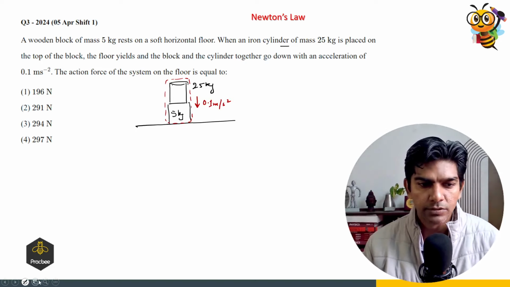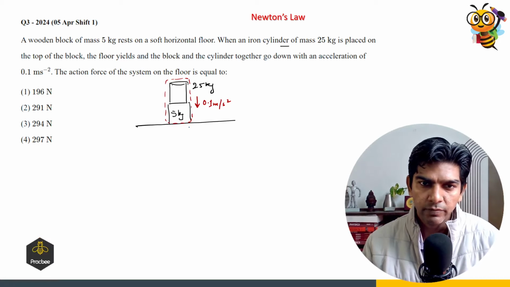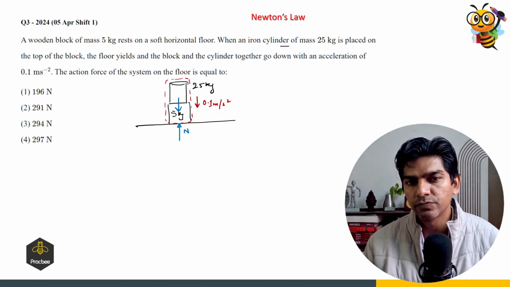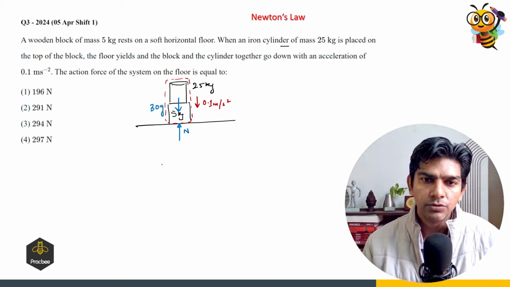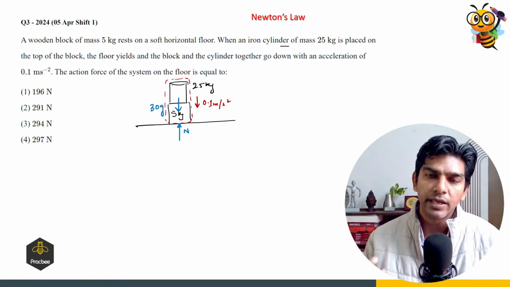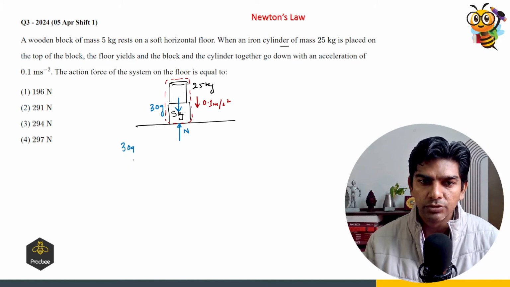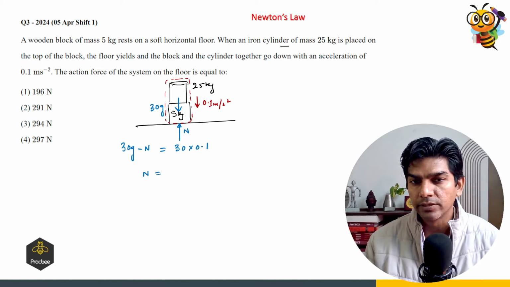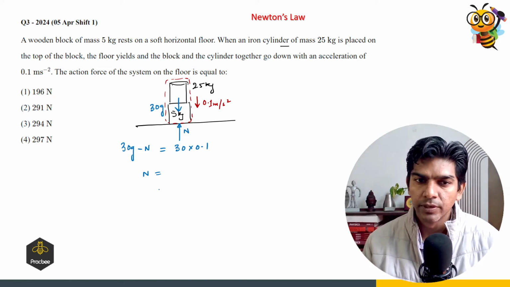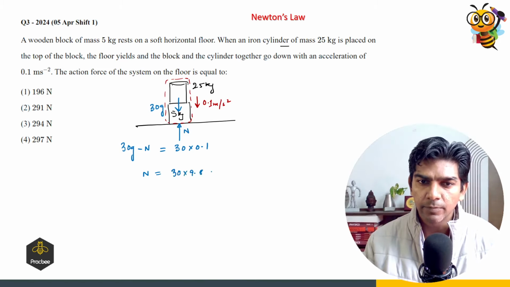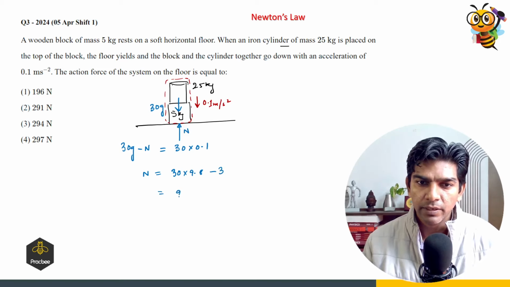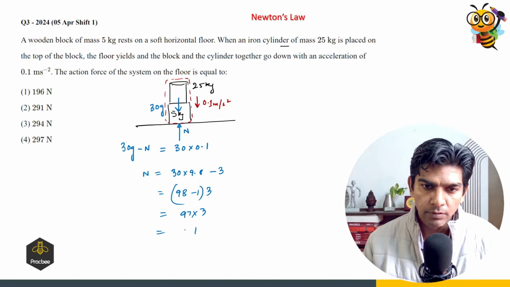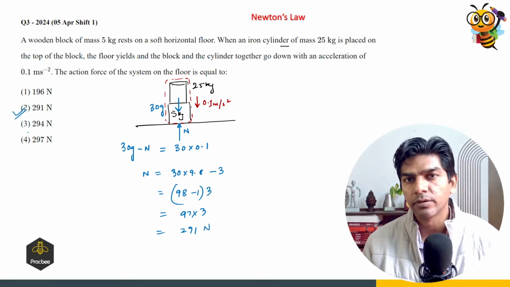Now let us see the forces acting on this system. So there will be a normal contact force in the upward direction, and there will be a gravitational force on the system. Total mass of the system is 5 plus 25, so it will be 30 g. So the net force, now we can apply Newton's second law. The net force in the direction of acceleration, which is in the downward direction, is 30 g minus N, and that should be equal to the mass of the system times the acceleration. So from this we can find the normal reaction exerted by the floor on the system, or by the system on the floor. So it will be 30 times 9.8 minus 3, right? So it will be 98 minus 1, times 3. So that will be 97 times 3, or it will be 291 Newton. So option 2 is the right answer.